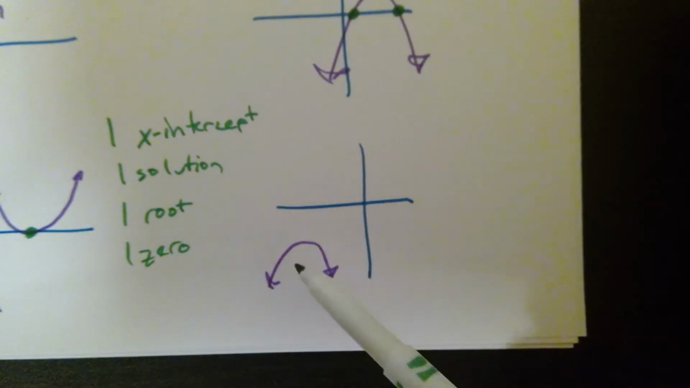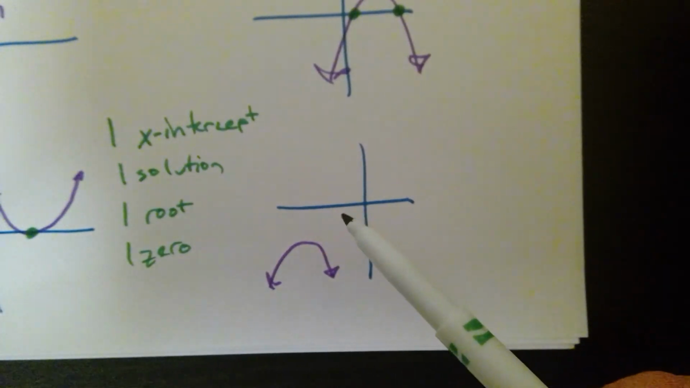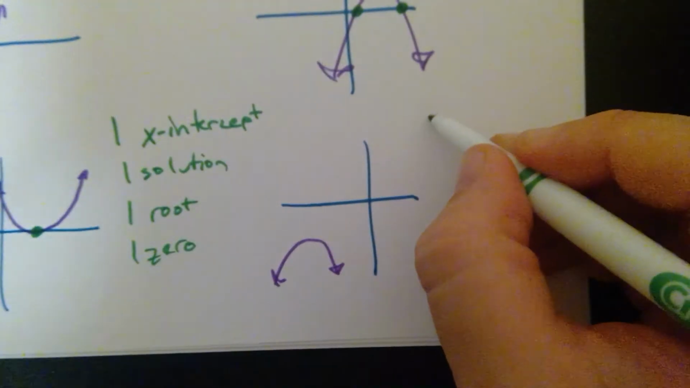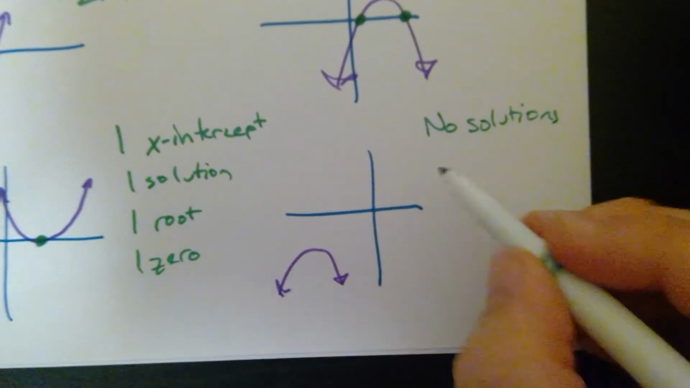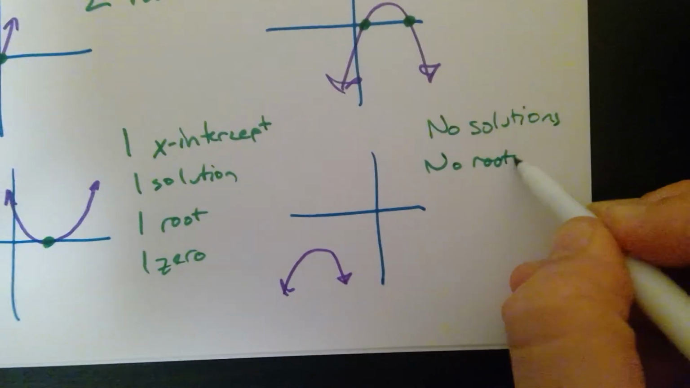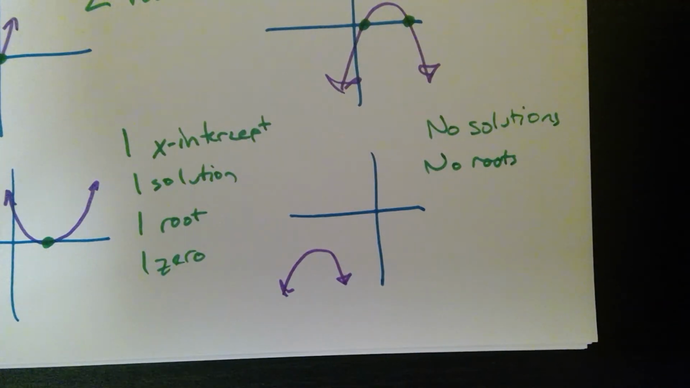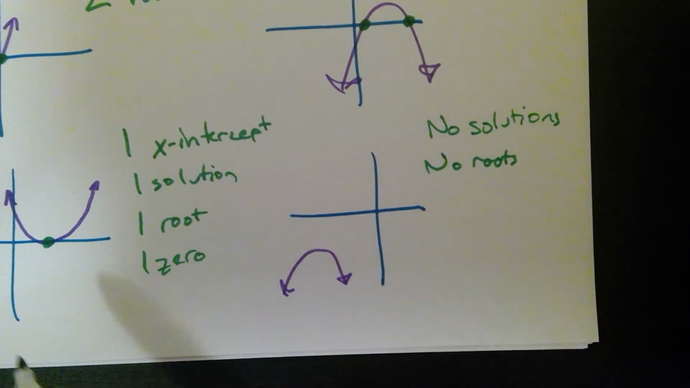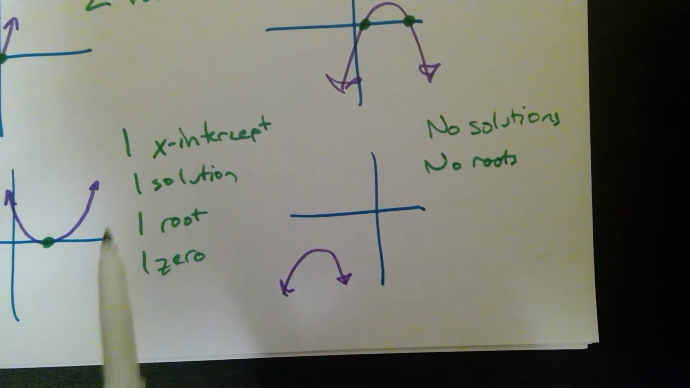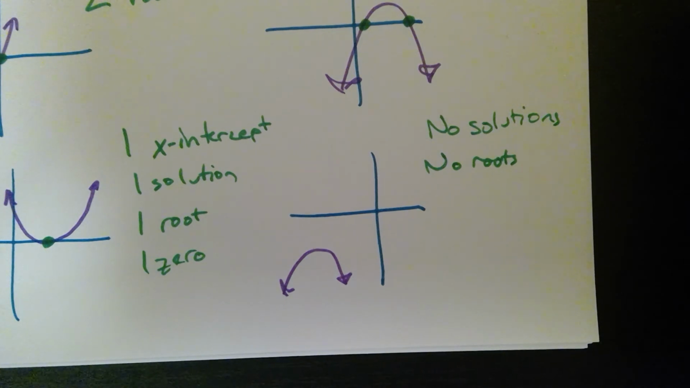And our last one, does this cross the x-axis? No. So what would we say? It has no solutions or no roots. All four of these words mean the same thing, and it tells us how many times a parabola crosses the x-axis. You got a few questions to answer about solutions.